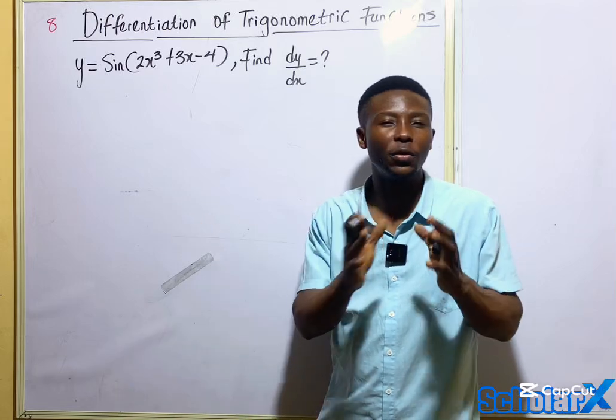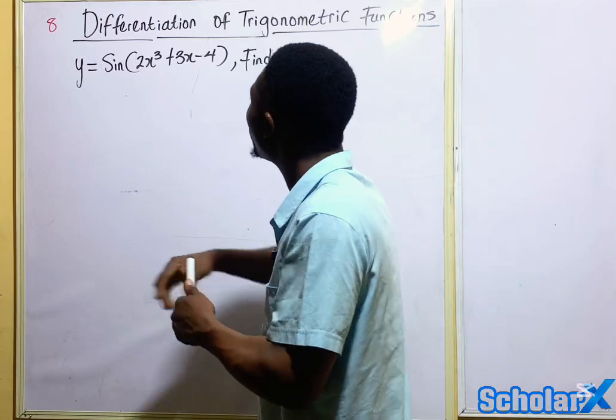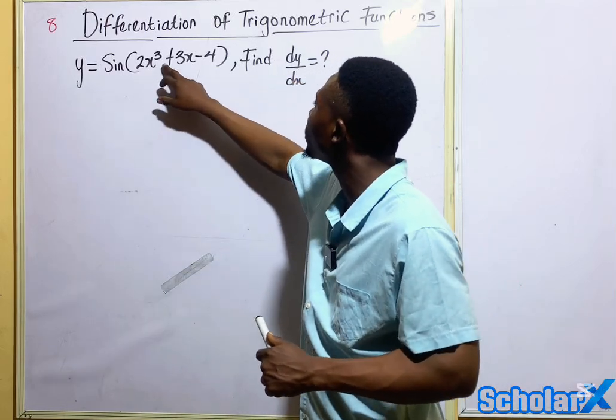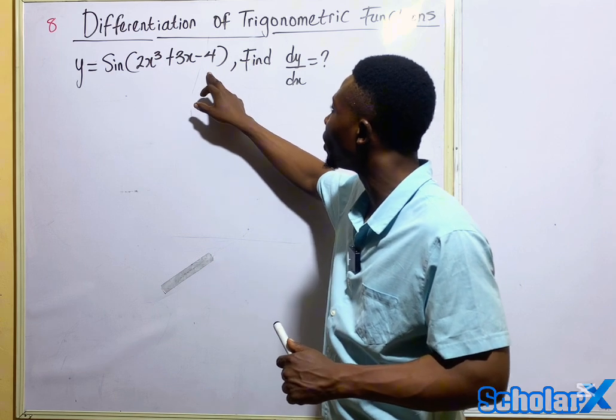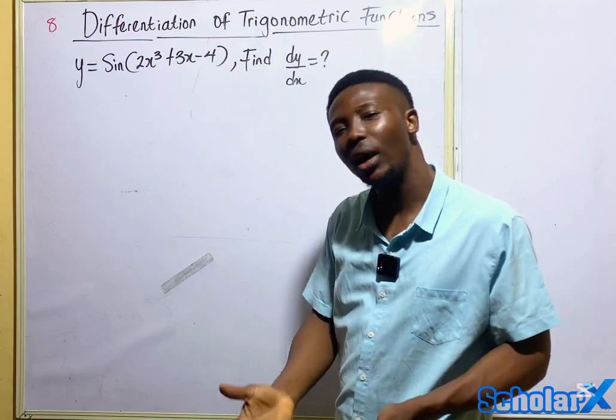Looking at differentiation of trigonometric functions. So we are given a function y is equal to sine(2x^3 + 3x - 4), and we're asked to find dy/dx. How do we do this?